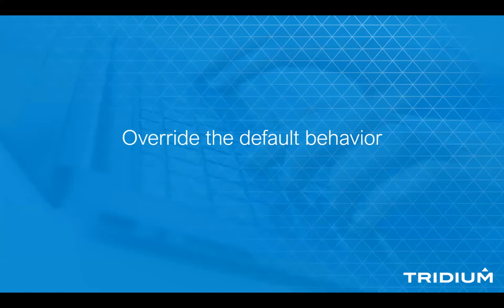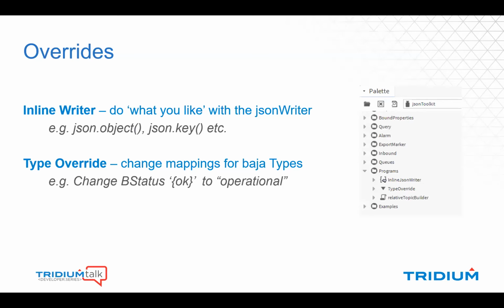So we've seen a schema being built, but what if we want to override its default behaviors? There are many options for this in the docs, but let's focus on the most accessible. First, we have the inline writer, which allows you to do what you like with the JSON writer used inside the schema. For example, nest objects, use conditionals, iterate through the station, subscribe, or aggregate values, and so on.